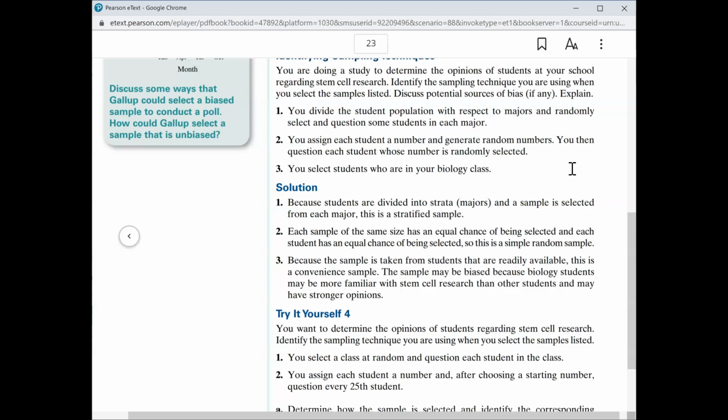Number 3, you select students who are in your biology class. All right, that is going to be a convenience sample. We might also call that a cluster sample because they're in a particular cluster, but it's a convenience cluster sample. And that could be biased because all the biology students may be more familiar with stem cell research or whatever you're talking about there.